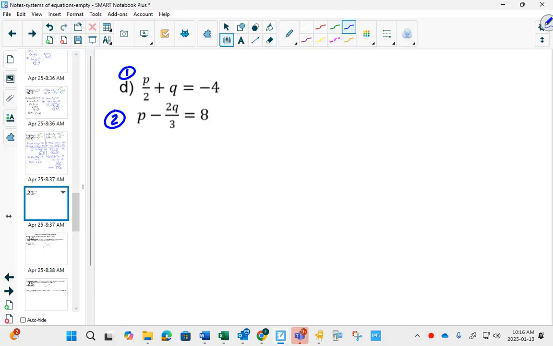Again, fractions don't make a question harder. They just make it longer and a little bit more tiresome. So one of the things you can do is you can get rid of fractions. So I'm going to take this equation and multiply it by 2, because that would get rid of the fractions. And I'm going to take this equation and multiply it by 3. And I'm going to see what my new equation 1 would be and my new equation 2 would be.